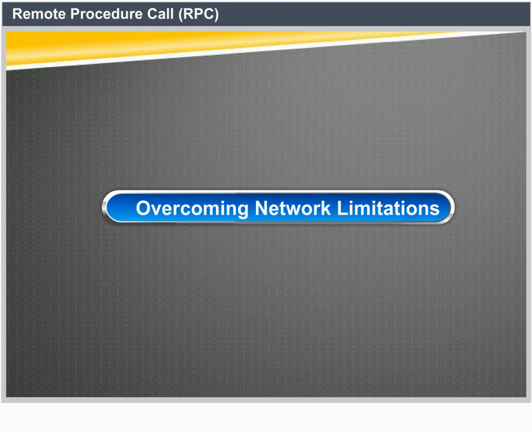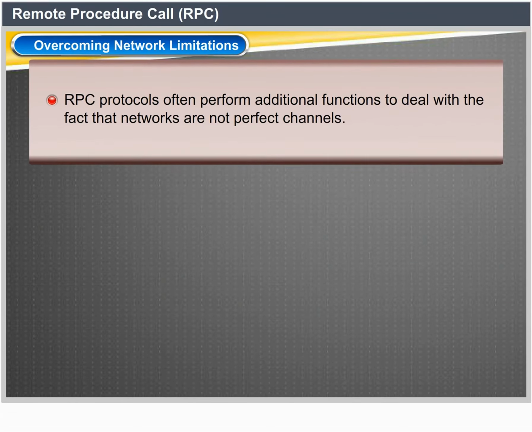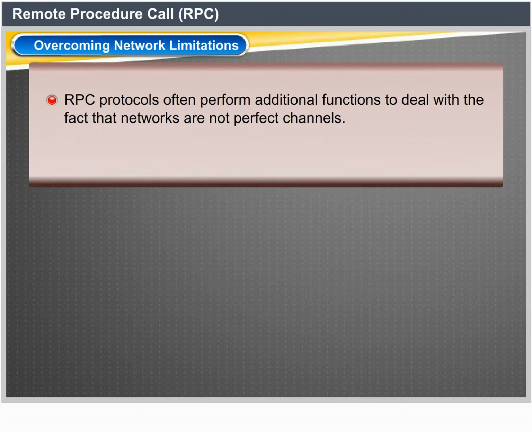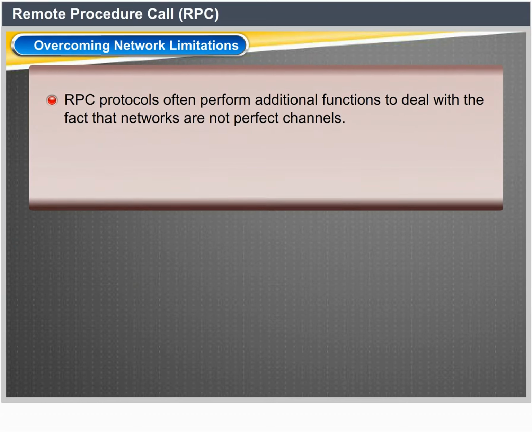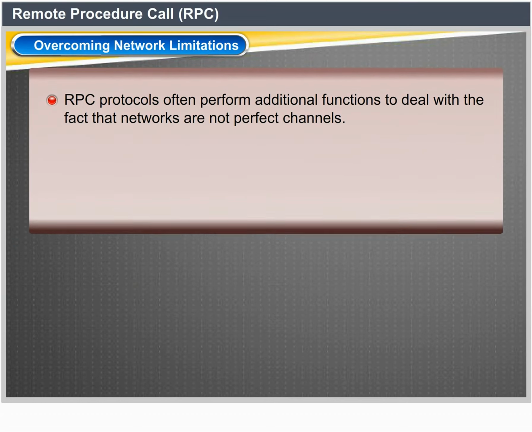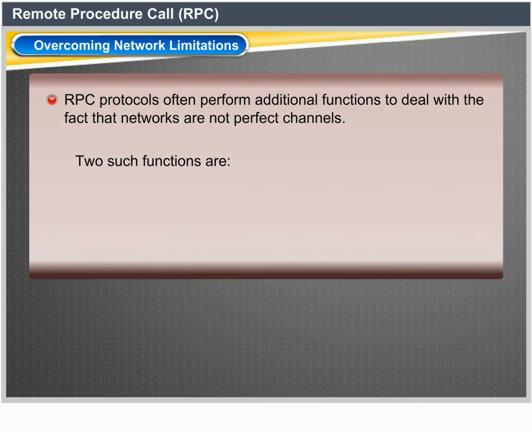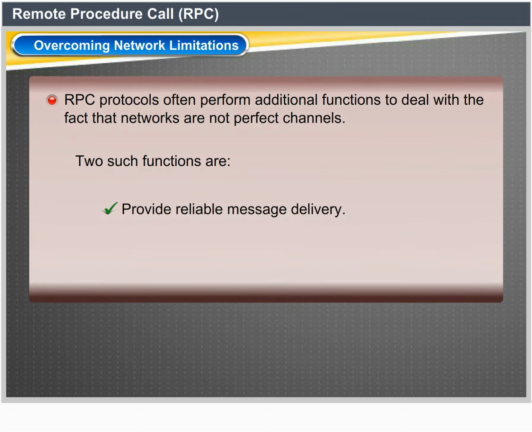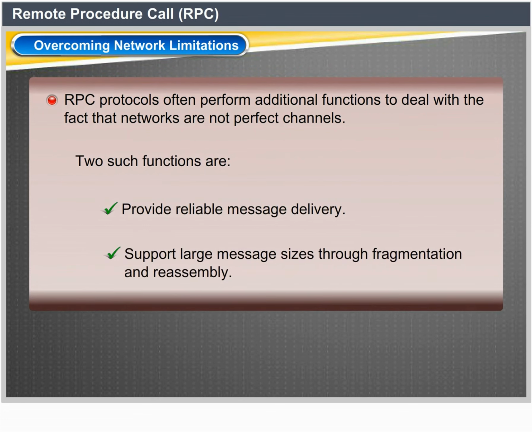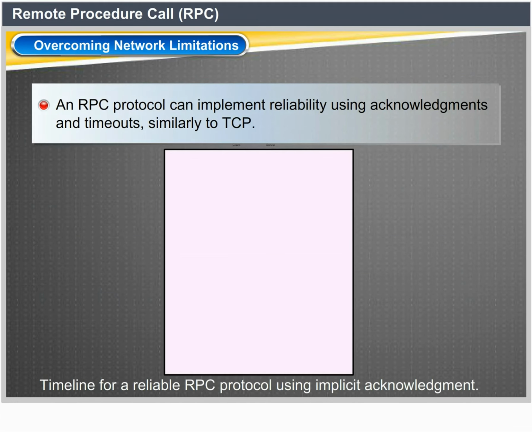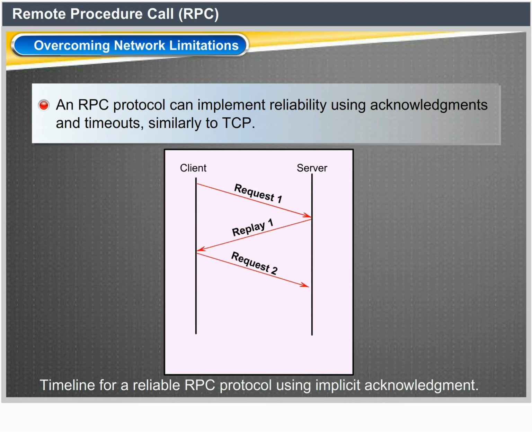Overcoming network limitations. RPC protocols often perform additional functions to deal with the fact that networks are not perfect channels. Two such functions are: provide reliable message delivery, and support large message sizes through fragmentation and reassembly. An RPC protocol can implement reliability using acknowledgements and timeouts similar to TCP.